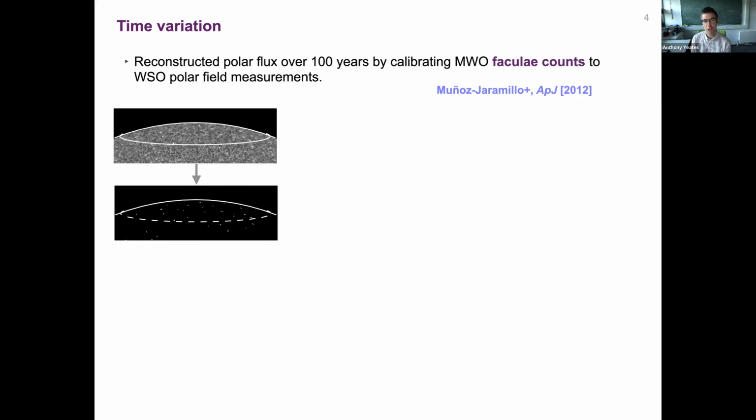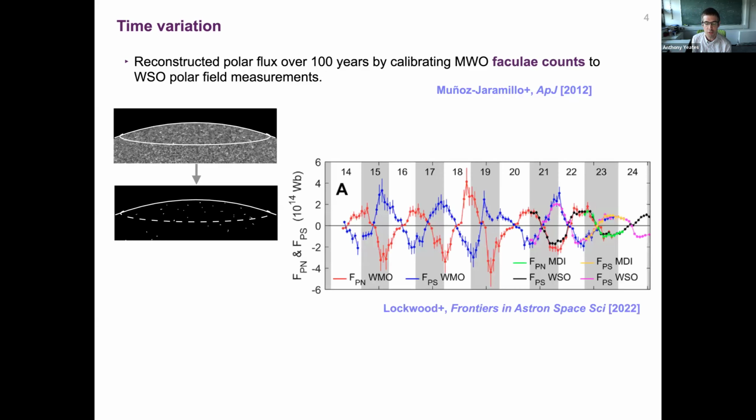And so you can use this relationship to extend back in time because we have white light images for a longer period. This is what Andres Munoz Jaramillo did here, together with Neil Shealy, who obtained these faculae data for a lot of previous cycles. This basically covers most of the 20th century. The magnetograms are these multicolored curves that start in about cycle 21. The red and blue show you the north and south polar fields, the polar flux, going back in time.